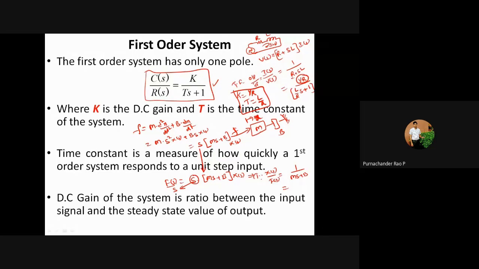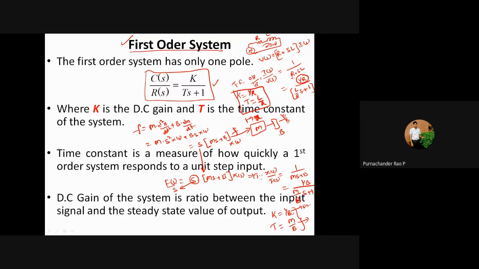This you can also represent taking the b common. So 1 by b divided by (m by b into s plus 1). So here also K is equal to 1 by b, and your time constant T is equal to m divided by b. So this is a mechanical time constant, and this is your DC gain. Like that, you can take up any system which has a single energy storage element, and that can act as a first order system.